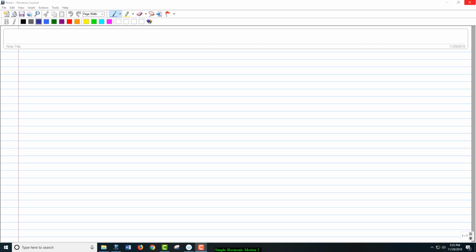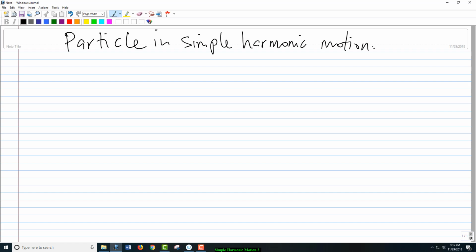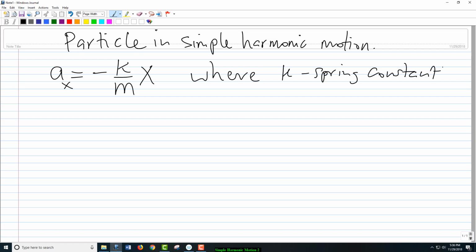Okay, let's continue with the motion of a particle in simple harmonic motion. We saw earlier that the acceleration of a particle in simple harmonic motion can be written as follows. Acceleration a along the x-axis is equal to minus k over m x, where k is the spring constant for the spring that causes oscillation, m is the mass of the particle, and notice that this mass is in kilograms, of course, and spring constant is going to be in newtons per meter.